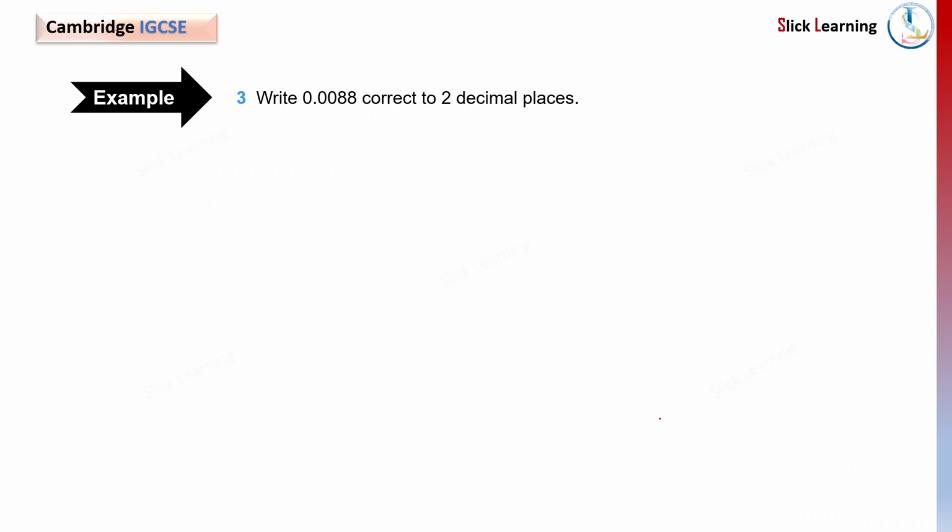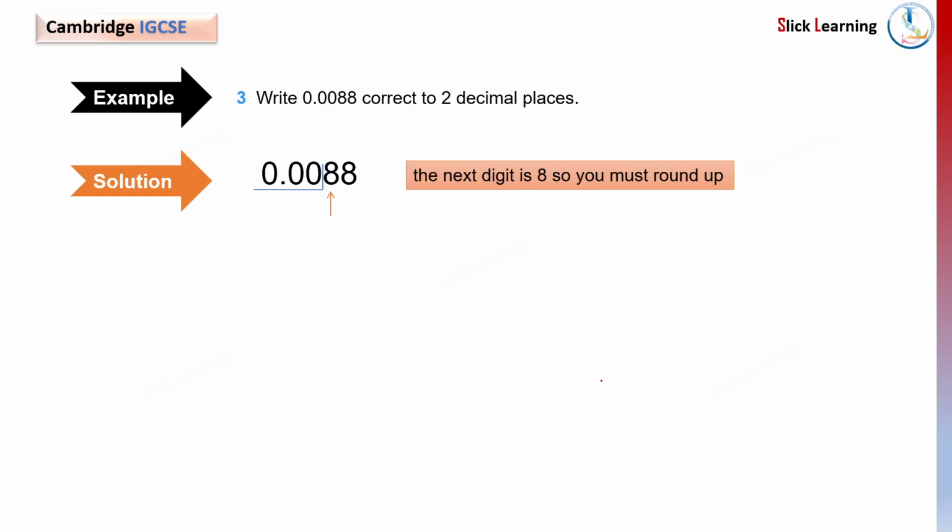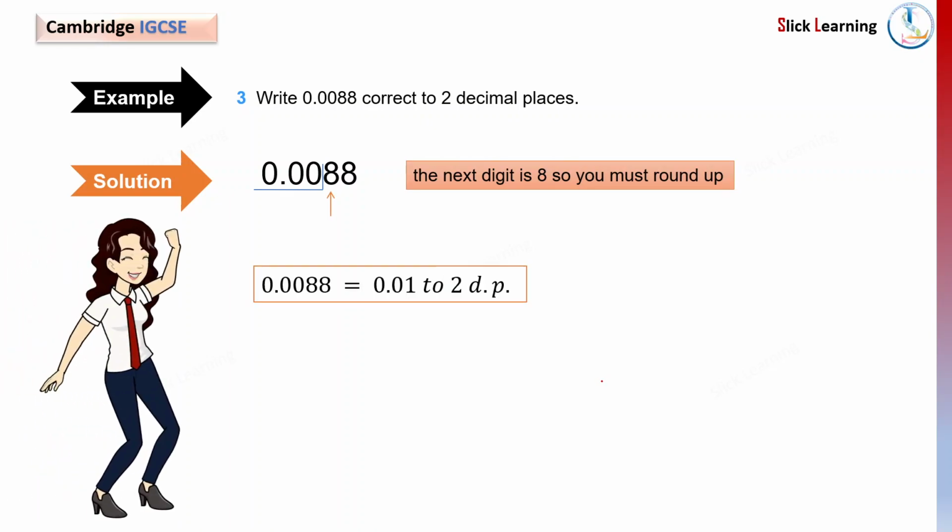Here we have 0.0088 and we need to give the answer up to 2 decimal places. So let's see, here we are going to count up to 0.00 and we are going to see just after 0 the number that is 8, which is greater than 5. So we are going to make the changes and we will increase 0 by 1. So it's going to be 0.01. So after increasing it, your final answer is going to be 0.01.